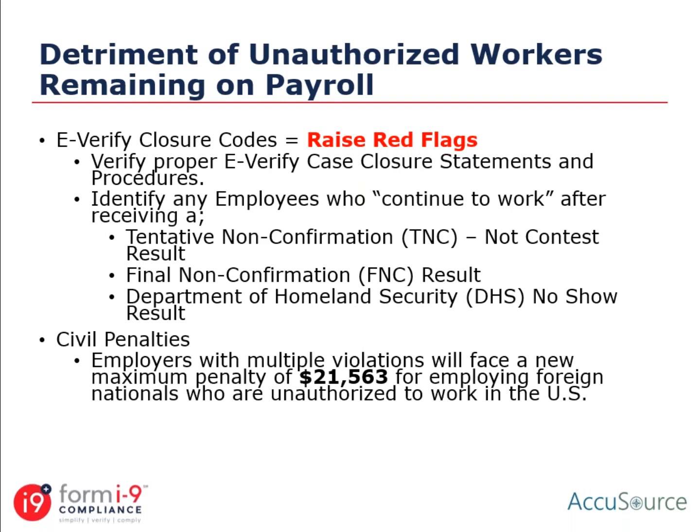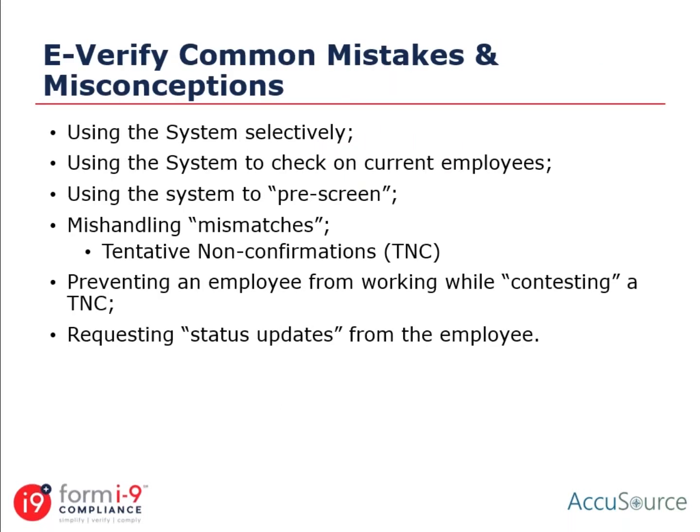Civil penalties, we talked about it before, the increase. Employers with multiple violations will face a new maximum penalty of $21,563 for employing foreign nationals who are unauthorized to work in the U.S. So it's critical that the individuals who have expiring documents are updated timely and effectively, and you can do that through the use of the system.